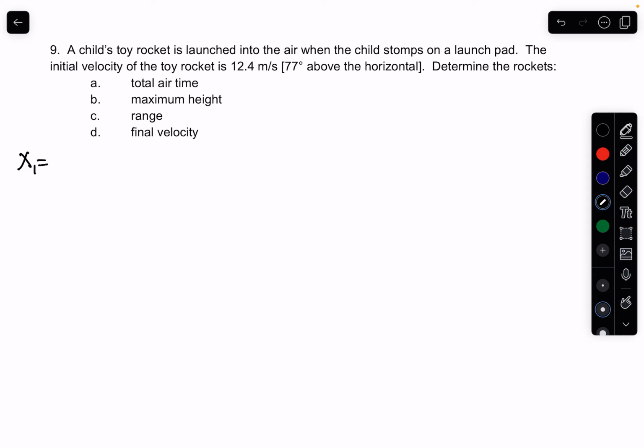We've got, let's draw a picture here. We've got a toy rocket that's being launched at a very steep angle, right? This angle here is 77 degrees. And when I see these angle things, I'm going to make a triangle, and I'm going to find Vx and Vy using basically, and we know the speed of this, what is 12.4? So you'd say 12.4 sine of 77 and 12.4 cosine of 77. Now think about it. One of those is the x and one of those is the y.